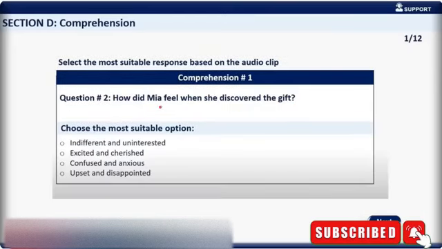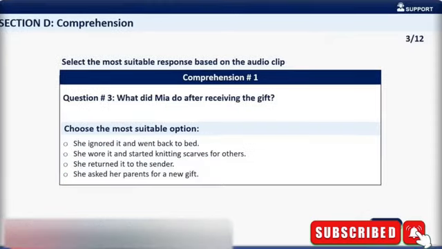How did Mia feel when she discovered the gift? The options that we have are indifferent and uninterested, excited and cherished, confused and anxious, and upset and disappointed. So the correct answer is Mia was excited and cherished when she discovered the gift. Moving on to the next question.